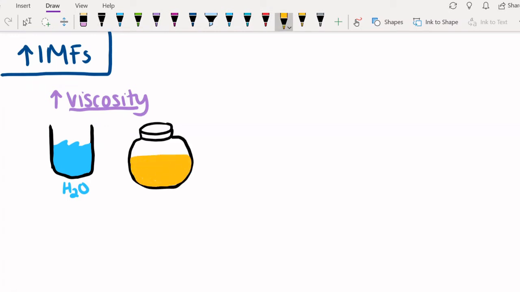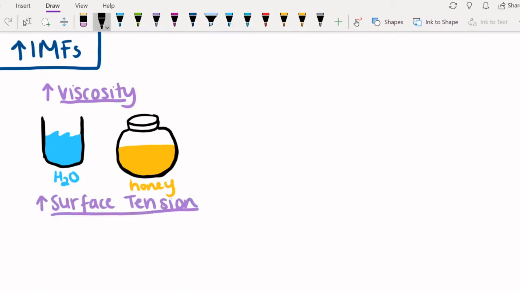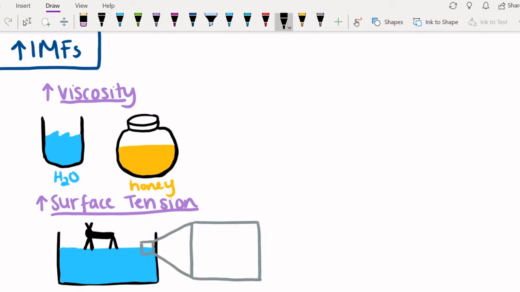Intermolecular forces and viscosity are directly proportional. More viscous substances have stronger intermolecular forces. Surface tension and intermolecular force strength are also directly proportional. Water has pretty strong intermolecular forces due to hydrogen bonding, which gives it a relatively high surface tension. As a result, some small insects can walk on water without breaking these hydrogen bonds. It's also what allows you to float a paperclip in a cup of water.